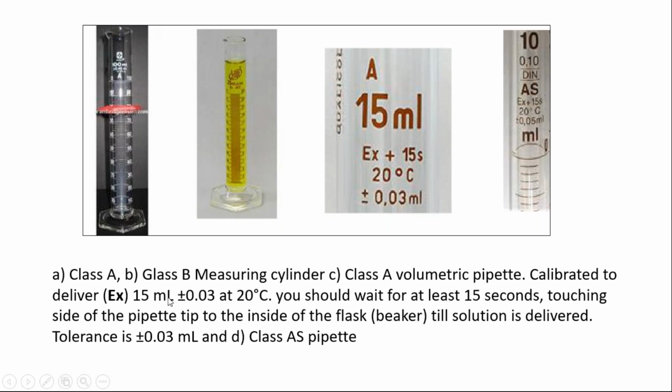So at 15 ml you have plus or minus 0.03 at 20 degrees Celsius, and this plus 15 says you should wait for at least 15 seconds, touching the side of the pipette tip to the inside of the flask or the beaker for delivery. And here you have a class AS pipette. It is similar to this pipette. Everything is the same, but there is swift delivery of the liquid. That means the mouth of the pipette tip will be much wider.